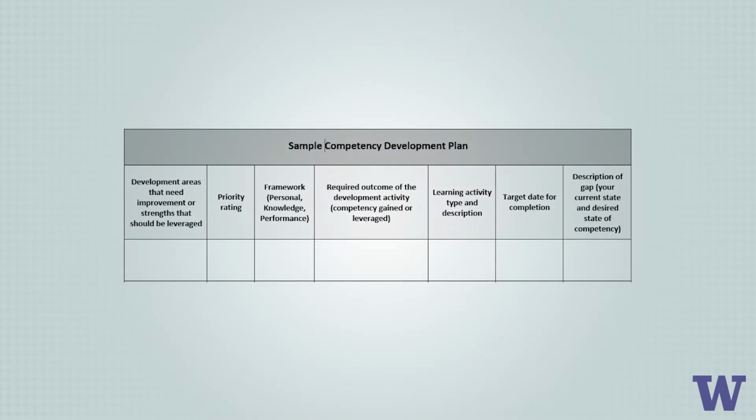The plan should include the following: 1. The development areas that need improvement or areas of strength that should be leveraged. 2. Their priority rating. 3. The PMI framework reference, either personal, knowledge, or performance. 4. The required outcome of the development activity, in other words, the competency gained or leveraged. 5. The learning activity type and description. 6. The target date for completion. And 7. A description of the gap. For example, your current state of competency and the desired state of competency.